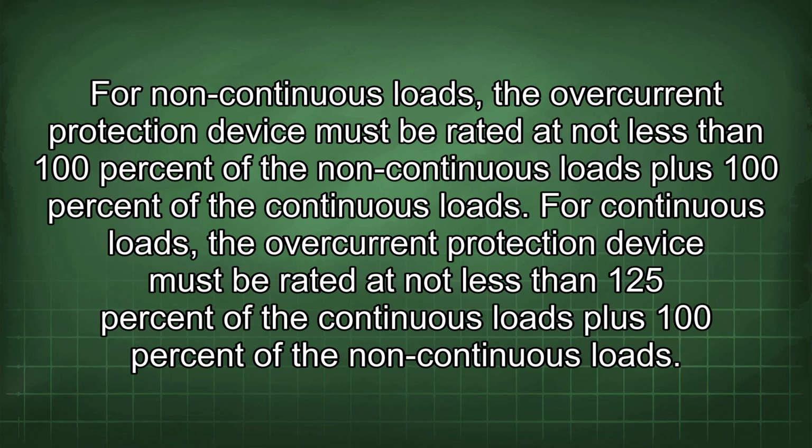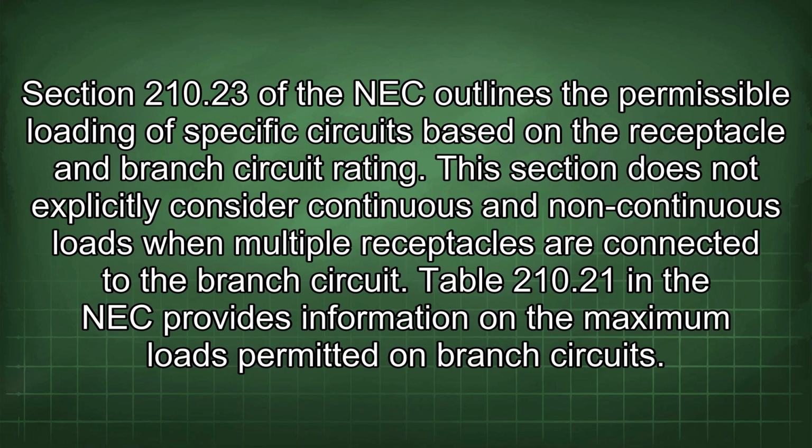For non-continuous loads, the overcurrent protection device must be rated at not less than 100% of the non-continuous loads plus 100% of the continuous loads. For continuous loads, the overcurrent protection device must be rated at not less than 125% of the continuous loads plus 100% of the non-continuous loads. Section 210.23 of the NEC outlines the permissible loading of specific circuits based on the receptacle and branch circuit rating. This section does not explicitly consider continuous and non-continuous loads when multiple receptacles are connected to the branch circuit.